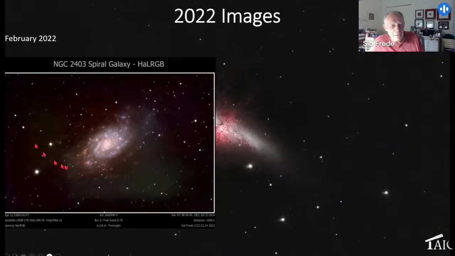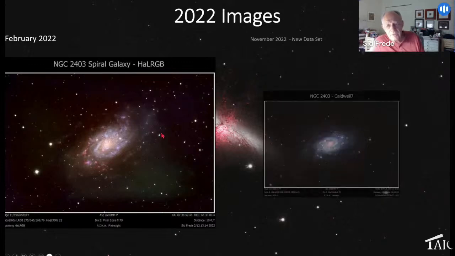This was a galaxy that I took back in February of 2022, and it was my first attempt to take a separate hydrogen alpha filter and then add that to an RGB image and try to accentuate the hydrogen alpha portions of the galaxy. And it didn't turn out great, but that was my first attempt.